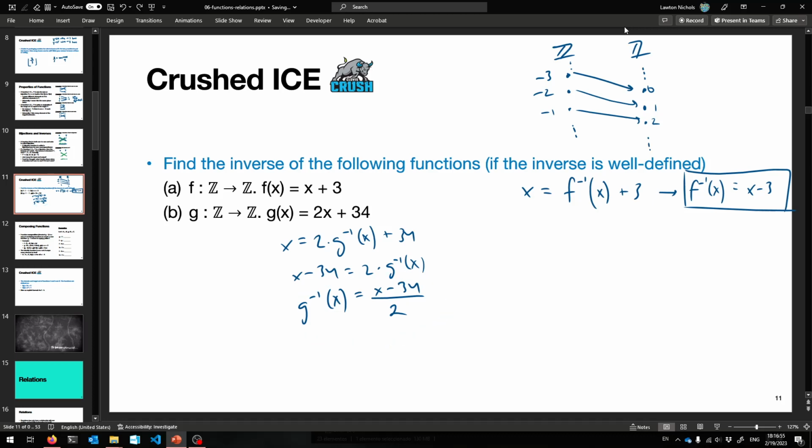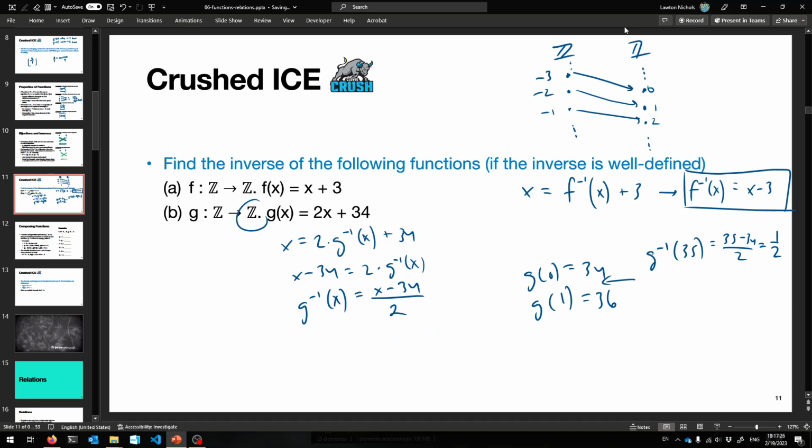If you think about this long enough, what's g of 0? It is 34. What's g of 1? It's 2 plus 34, so it's 36. Where is 35? We have to be able to go backwards from every element. What would be g inverse of 35? If you solve this, it's x minus 34 over 2, so it's 35 minus 34 over 2. That's 1/2. That's not an element of Z.